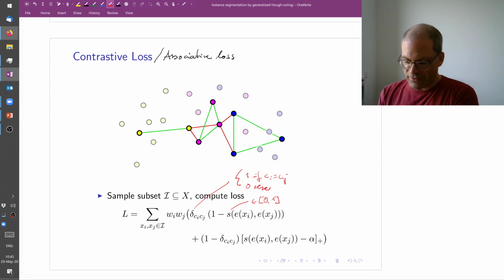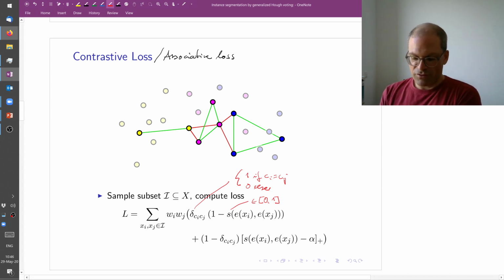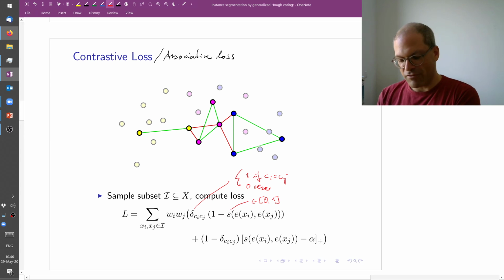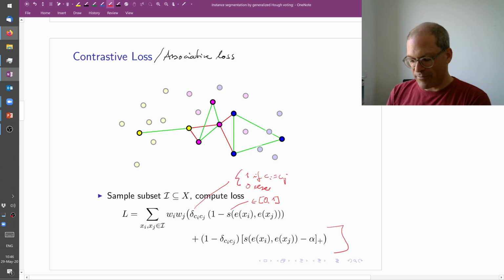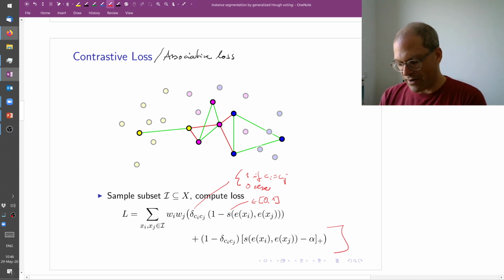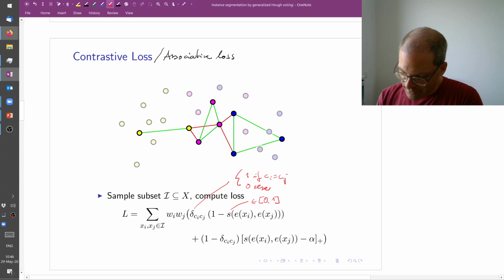So in other words, if two pixels i and j are from the same instance, then to minimize the loss, we want their similarity to be large. And vice versa, that's the second half of the equation. If Ci and Cj are from different instances, then we want their similarity to be small. It doesn't have to be precisely 0.